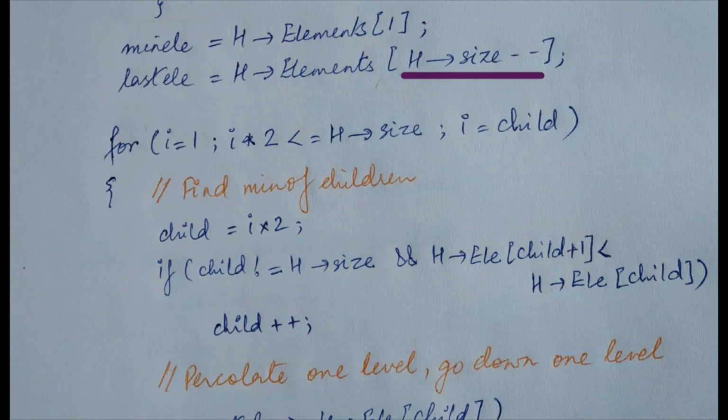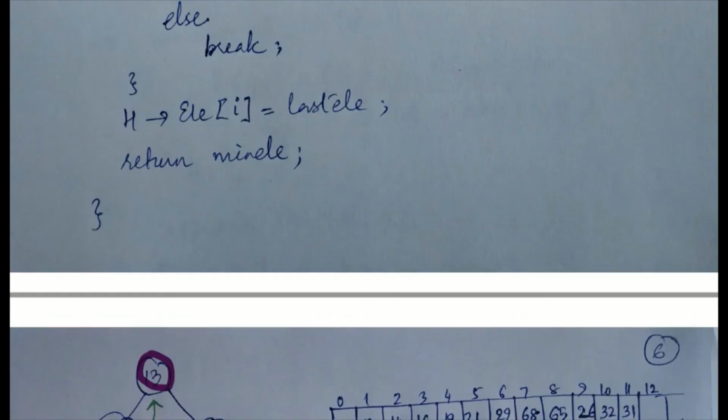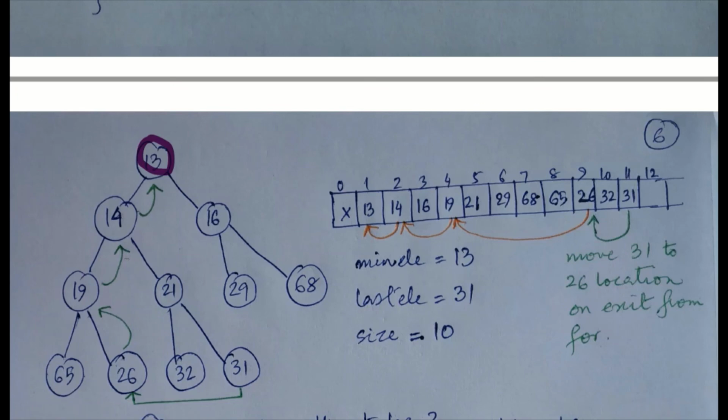We save the last element in this variable, and after saving the last element, which is at the last location, we decrement size by 1. So basically, when we are doing all of this work here, your heap is actually only this much. 31 is not counted. 31 we have saved in the last element.